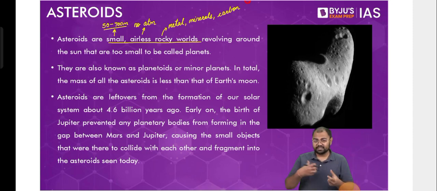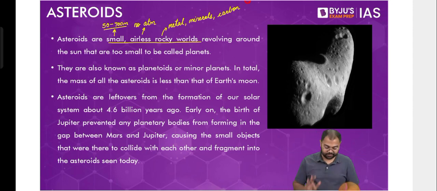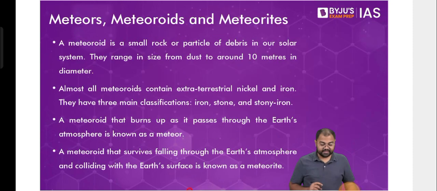They might have been completely broken because of the gravitational pull from both sides, from the side of Mars and Jupiter. They might have broken up and remained in this asteroid belt. So this is what is believed about an asteroid. The next one is a meteoroid.